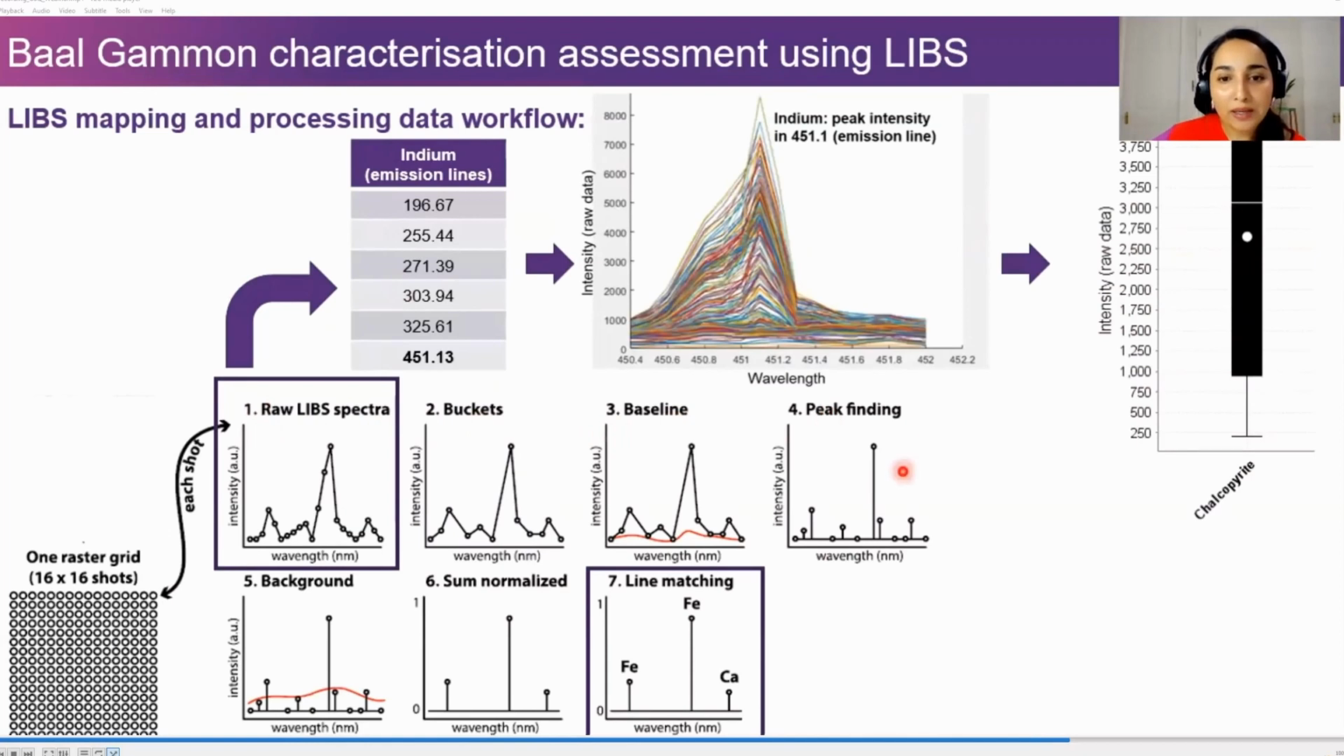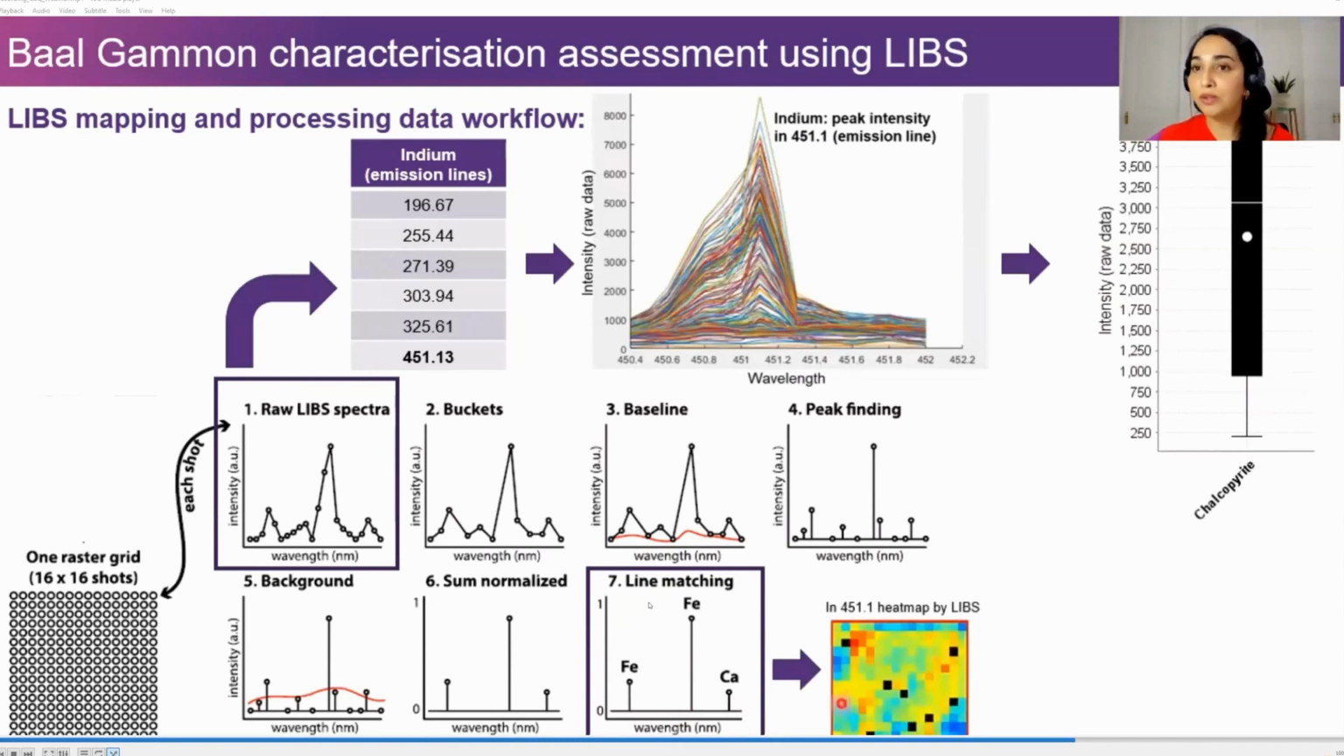Another way is to work with this normalized data between 0 and 1 and create these heat maps. LIBS also delivers these heat maps. This is very useful information to recognize the indium distribution inside indium-bearing minerals and try to recognize if it's more in the core or in the edge of the minerals.